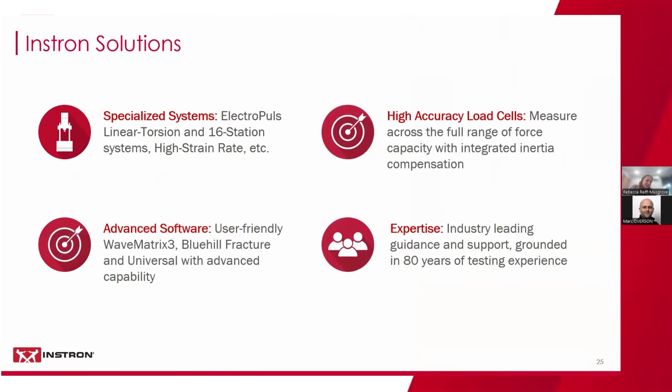So as a summary of the solutions for these different challenges, the first is having specialized systems. So we have the electricals linear torsion models to do multi-axis. We have the electricals 16 station systems to ensure we can pass and fail multiple samples. And we have high strain rate systems such as the VHS for automotive crushing. We have high accuracy load cells. So not only can we measure accurately across the full range of force, but we can also compensate for inertia and move that load cell wherever we want to.